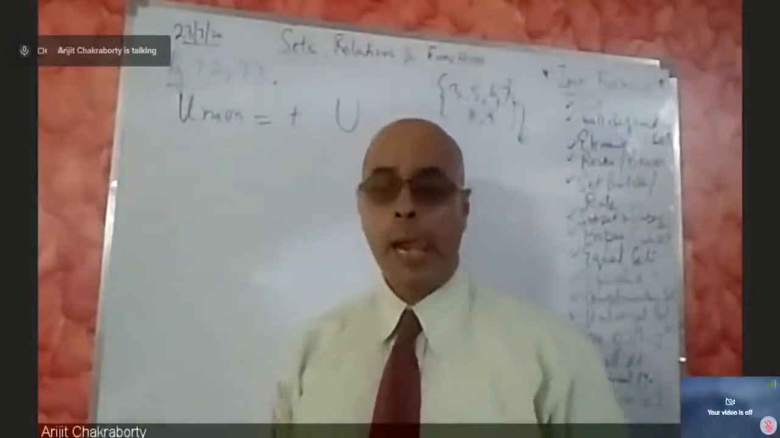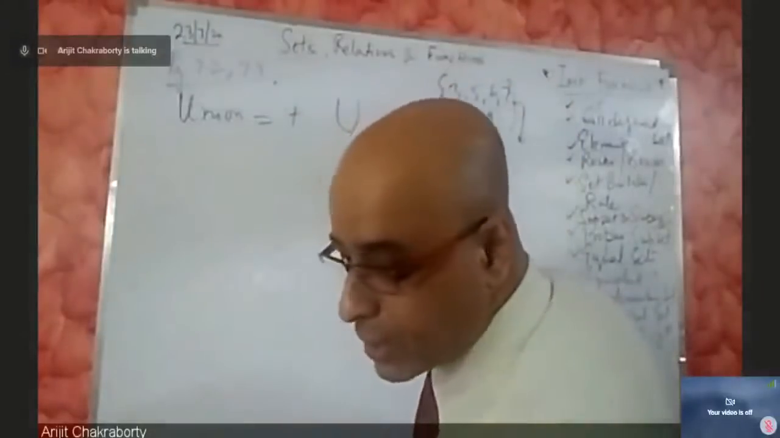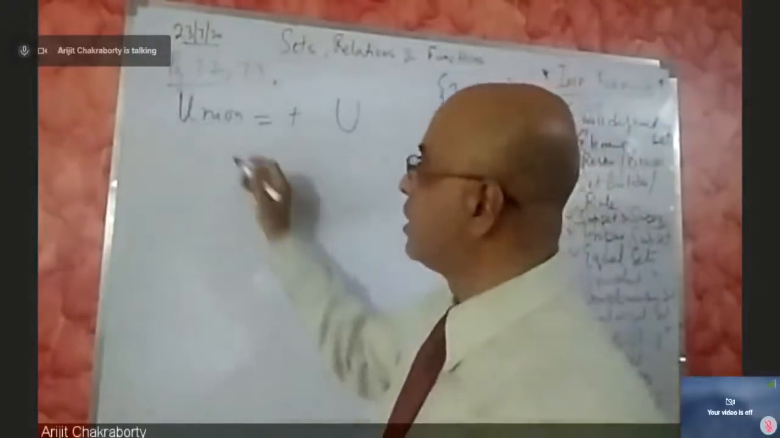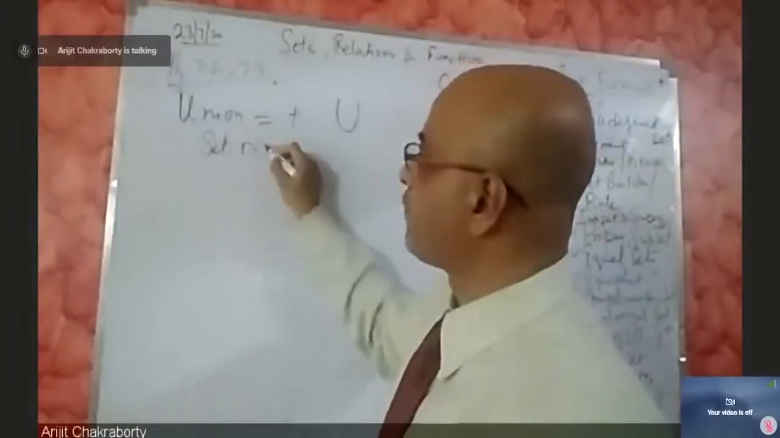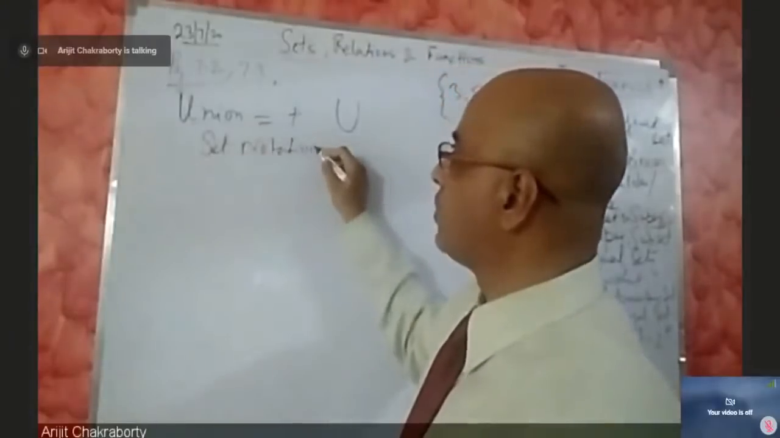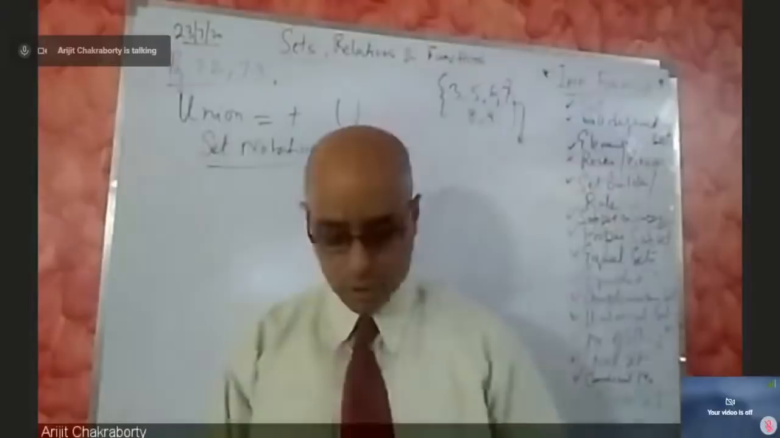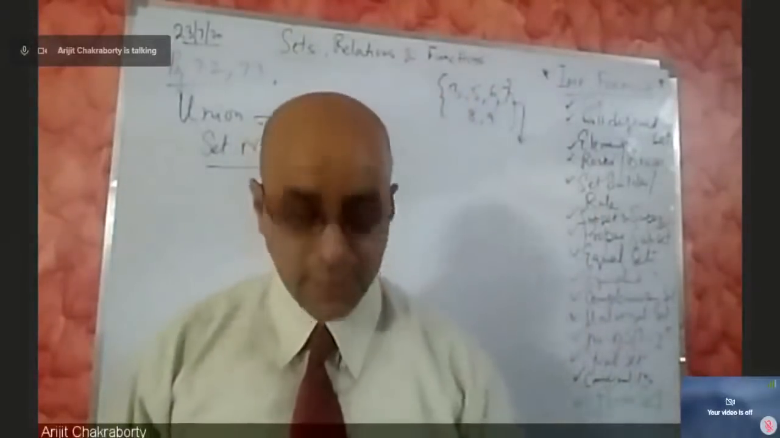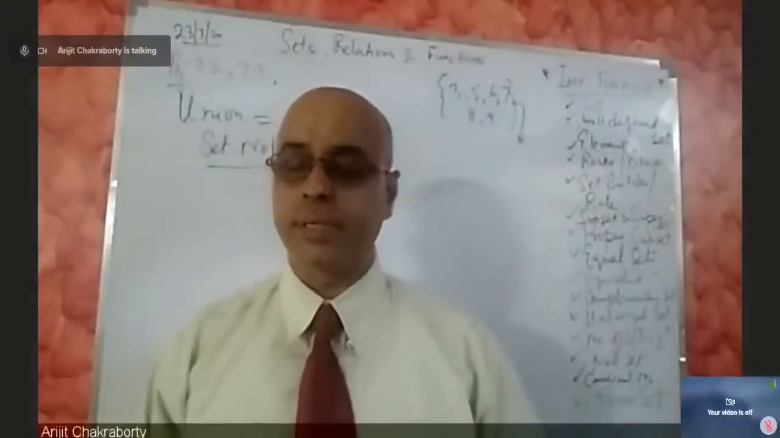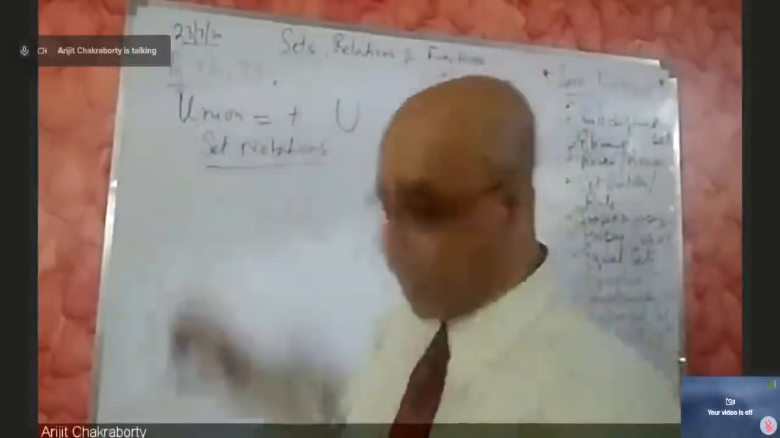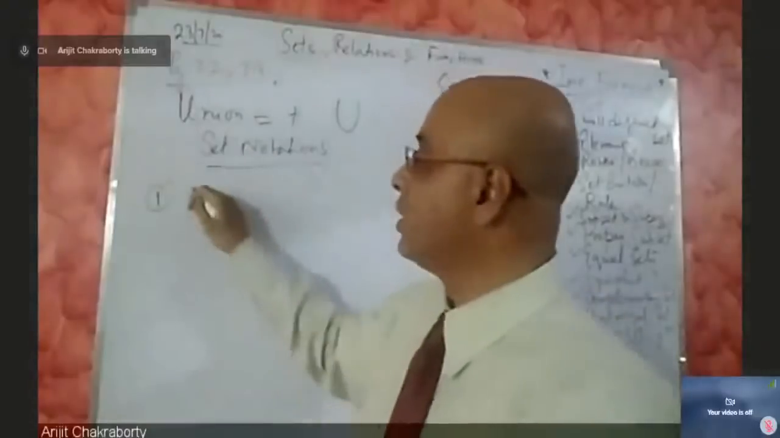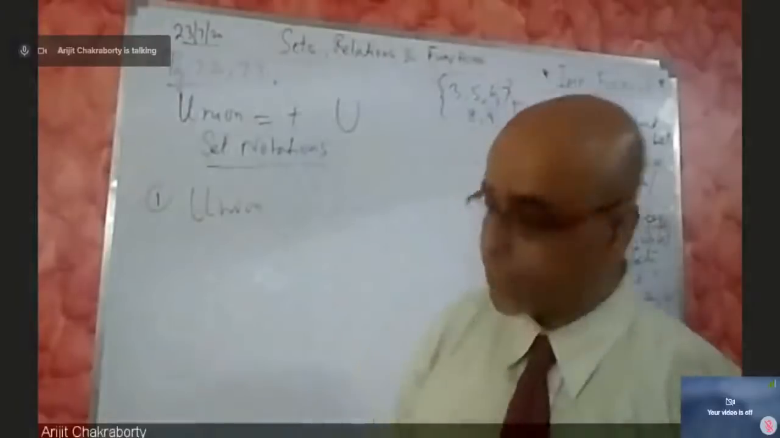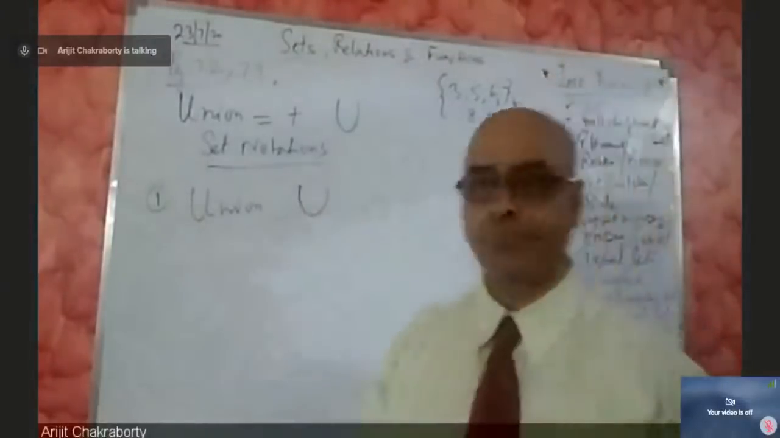Okay? Set notation. So once again, let me see the set notations. Let me write first. Set notations. I will request you to copy this in your notebook, and these are some new symbols you are learning, so please keep a note of it. The first one, number 1, is called union of two sets. It is shown by the symbol U.